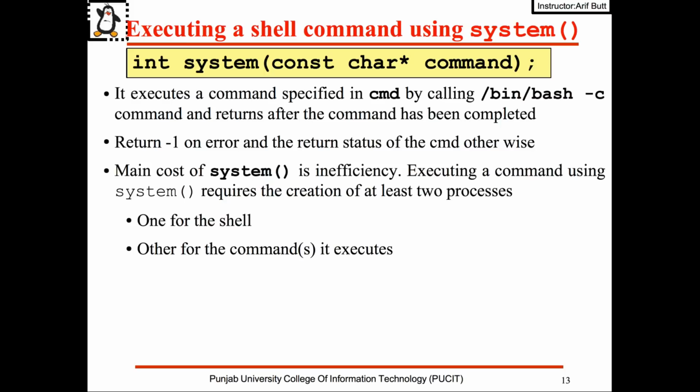Well, probably in some previous session we have talked about the system call, and we all know that it is used to execute a command specified as an argument over here. And remember, what actually happens is it executes the /bin/bash program with the -c argument. The main cost of system is, of course, its inefficiency, because executing a command using system requires creation of at least two processes, one for the shell and another for the command it executes.